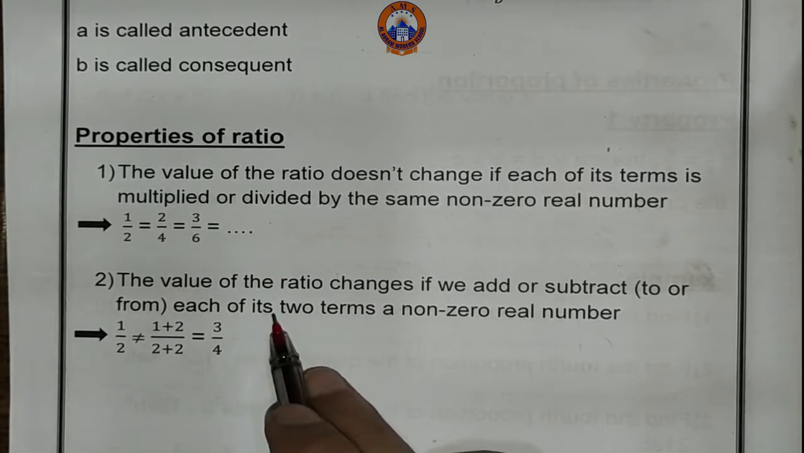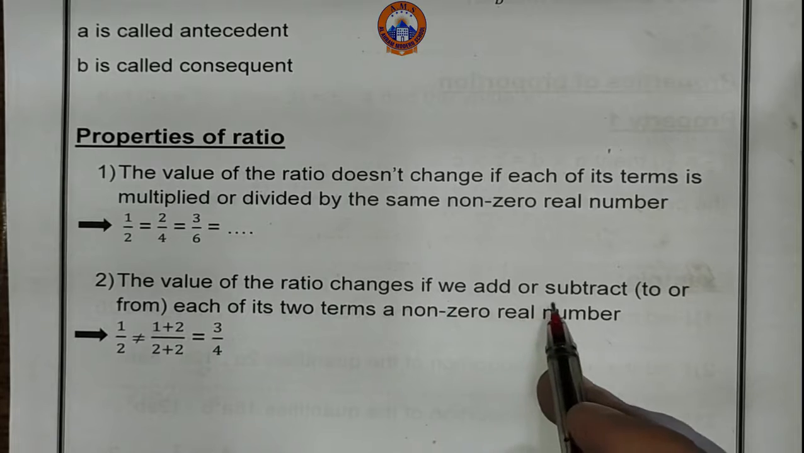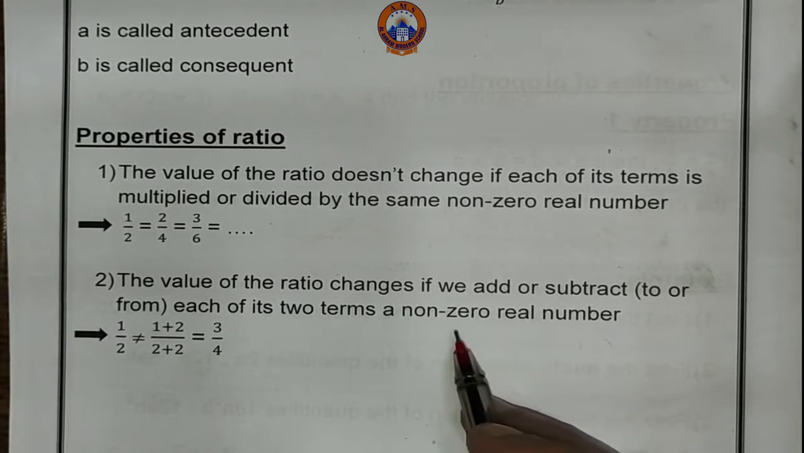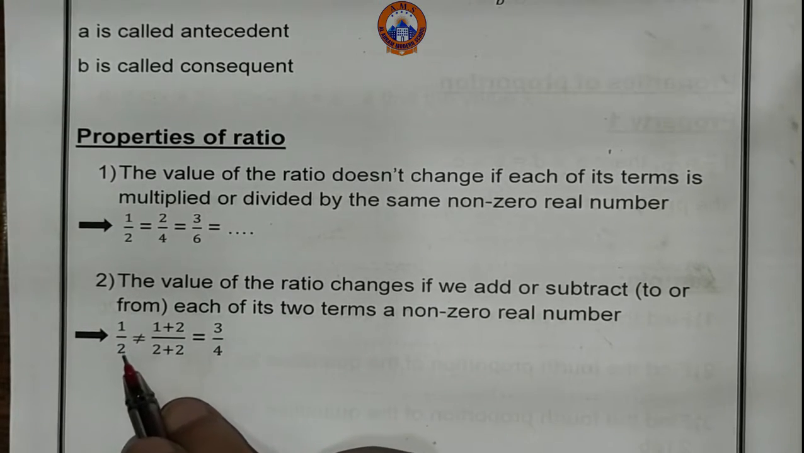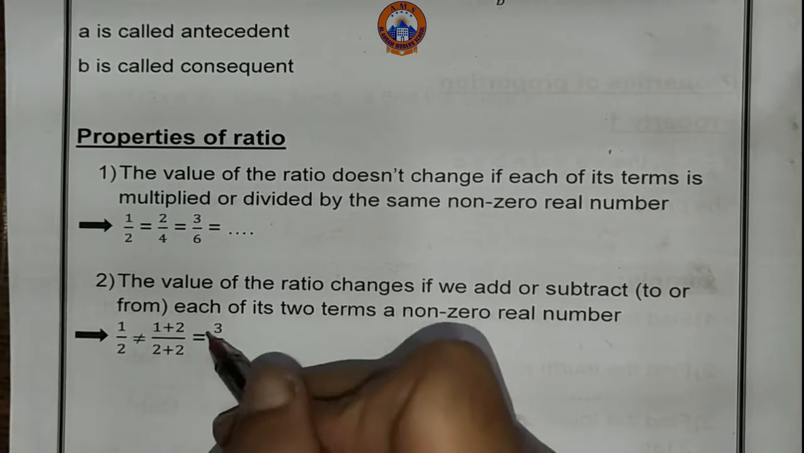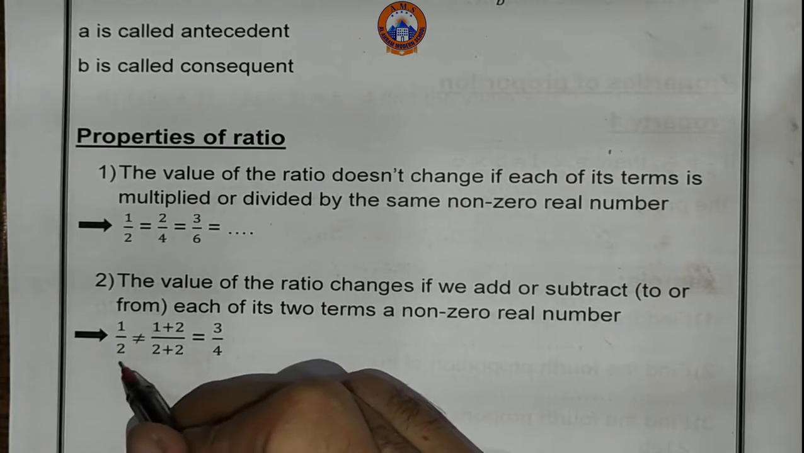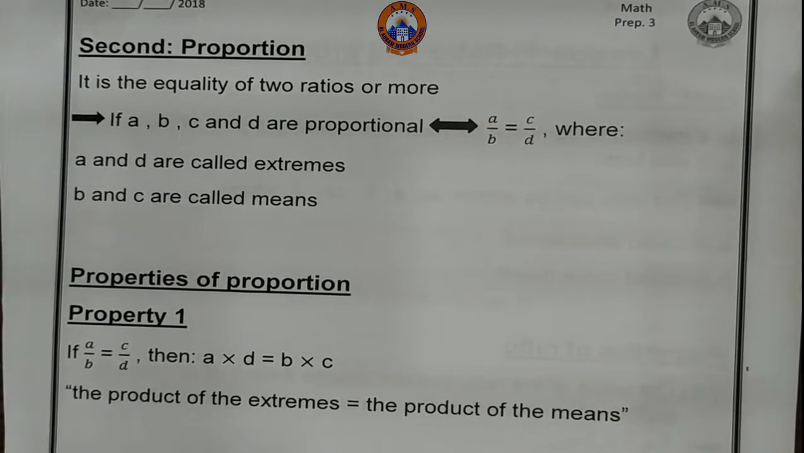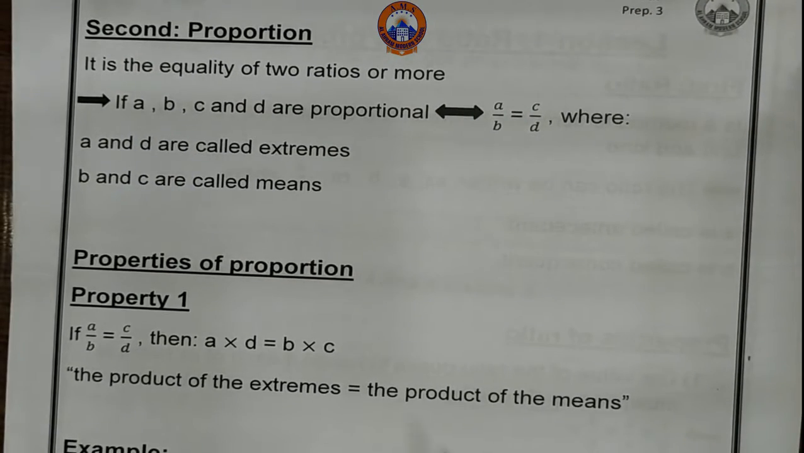But the value of the ratio is changed if a number is added or subtracted, as in 1 over 2. If we add 2 up and down, it will be 3 over 4, and 3 over 4 is not equal to half. Second, we're gonna take the proportion.